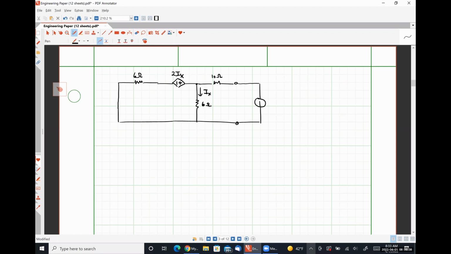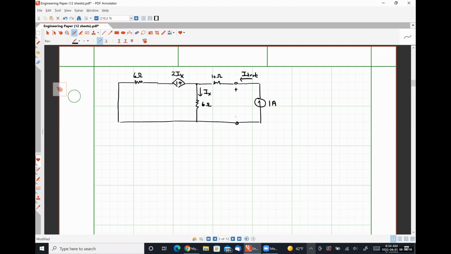How I usually do this is with a 1 amp source if I have regular ohm resistors, a milliamp source if I have kilo ohm resistors, and a micro amp source if I have mega ohm size resistors. It's just to make the voltages not be like kilovolts and megavolts. Okay, it does not matter. You could just use a 1 amp source for everything. Okay, so our current I test is obviously 1 amp.